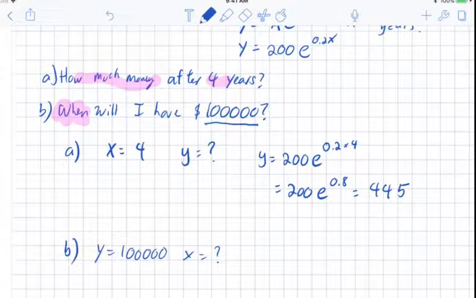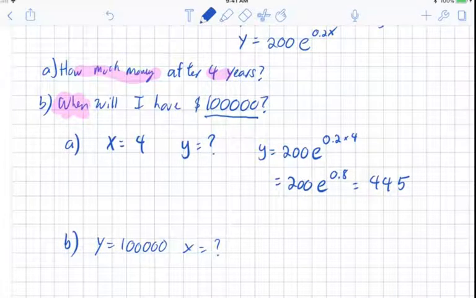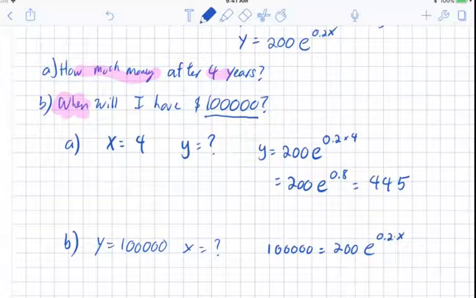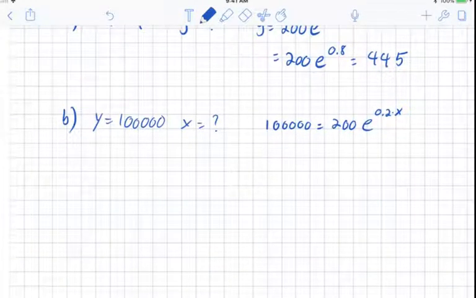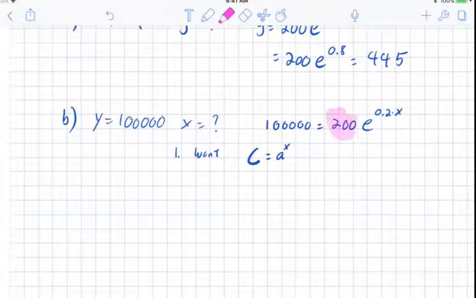So here's how to do it. We're actually going to use algebra. You set 10,000 equal to 200 e to the 0.2 times x. So what we're going to do is use logarithms and exponentials in these questions to solve for x. Watch how I do it. We're going to do it in a series of steps. Step 1, I want a single constant equal to the exponential, an expression like that. Right now it doesn't look like that because there's that constant out front, okay?